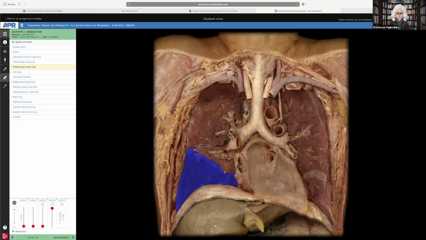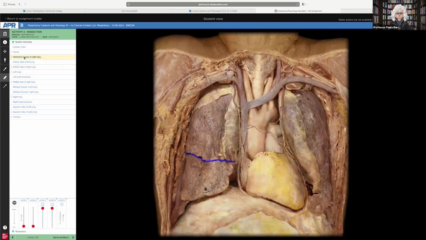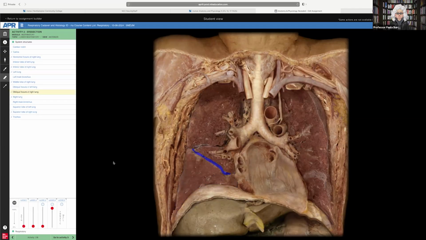The fissures, as I mentioned before, are separating the lobes. The fissure between the superior and middle lobe of the right lung will be the horizontal fissure, right there. And then in between the middle lobe and the inferior lobe will be the oblique fissure. So in this view, this right in here is the horizontal fissure, oblique fissure, superior, middle, and inferior lobes of the right lung. This right in here will be your diaphragm.